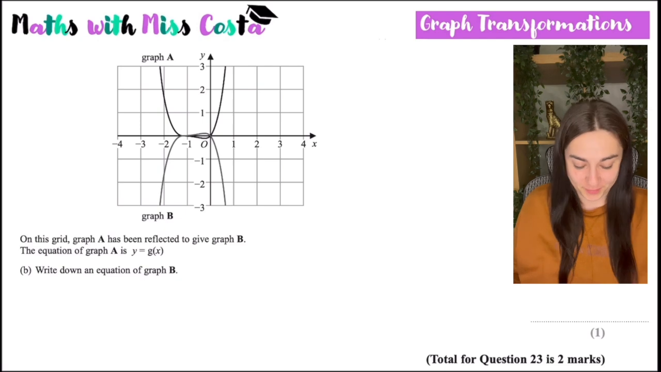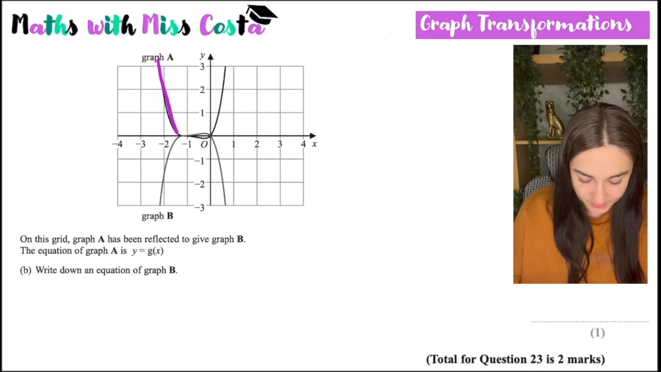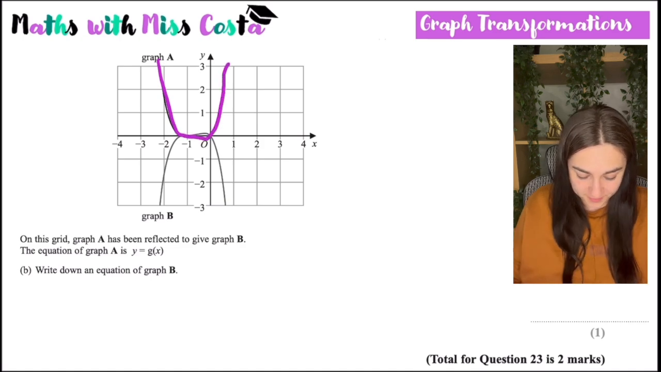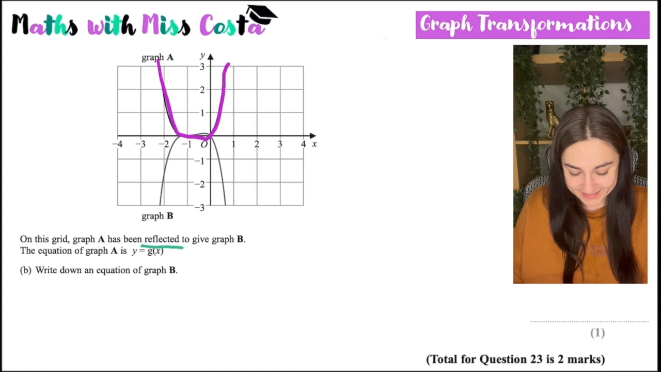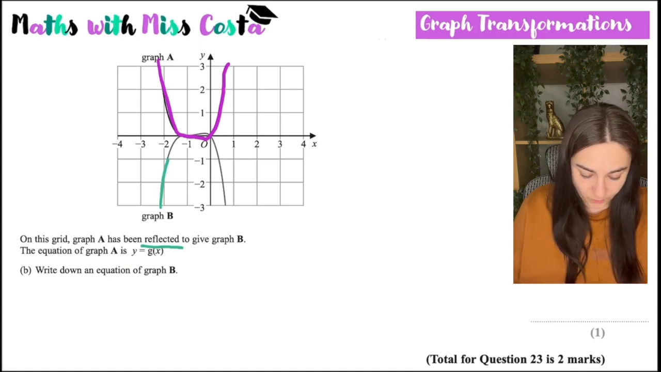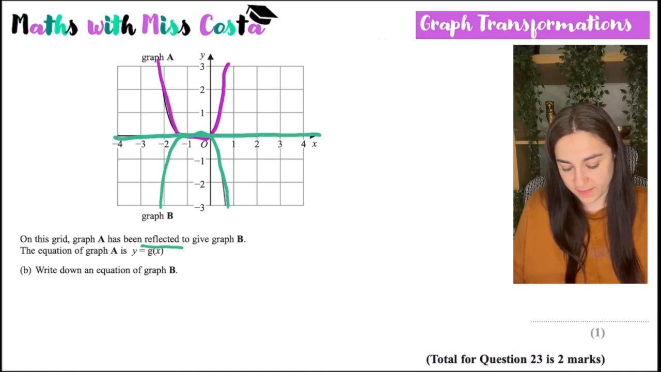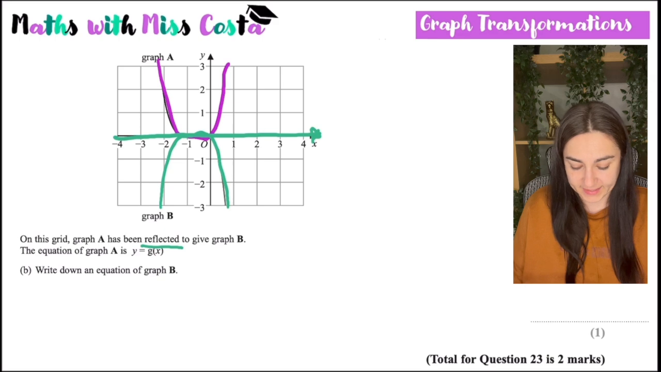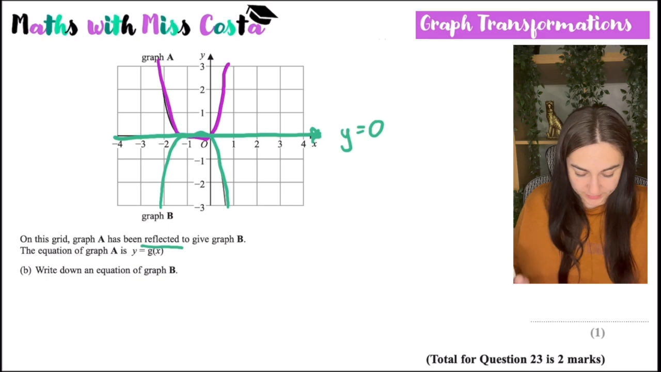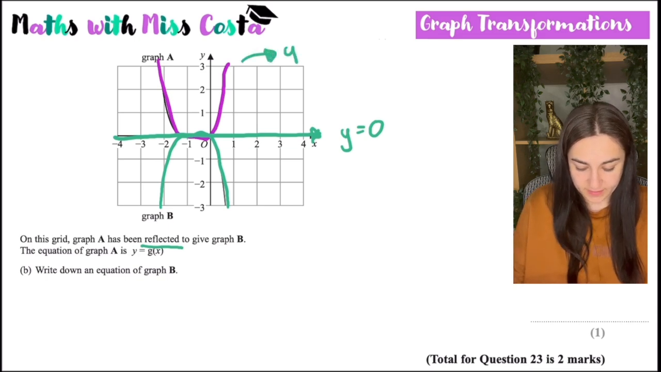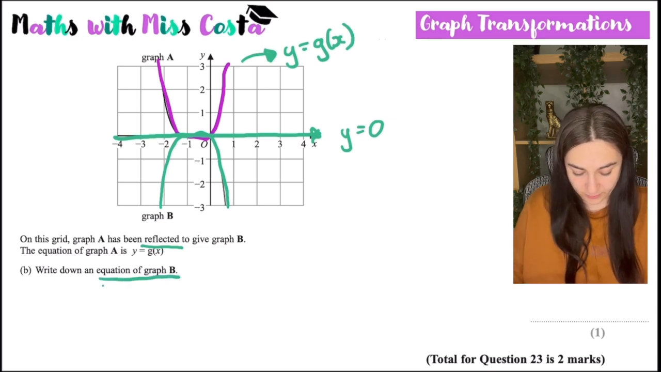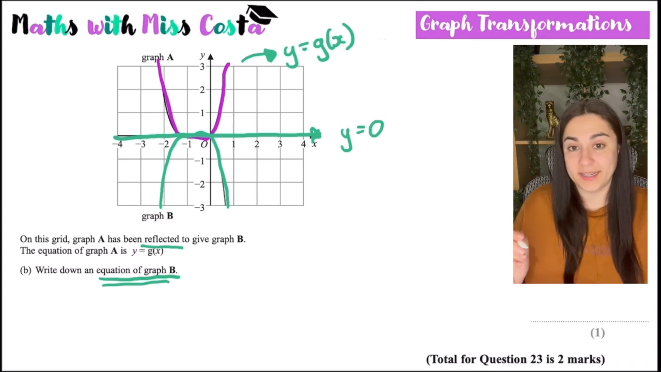So in this next part of the question, I have graph A, which is over here, the strange little graph. And this has been reflected to give graph B. So where would this have been reflected? Well, if I look at the line of reflection, that would be the x-axis, so when y equals 0. The equation of the graph A is y equals g of x. And I need to write down an equation of graph B. So let's have a look at what has been affected.